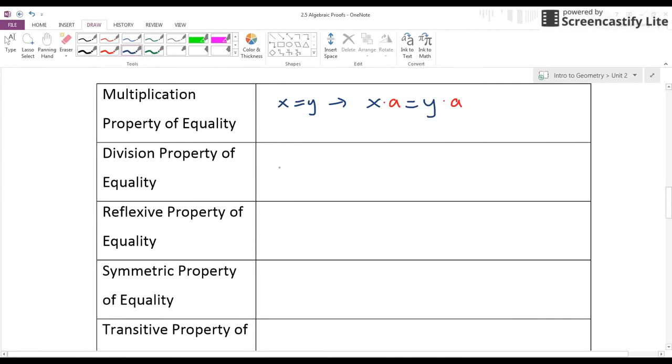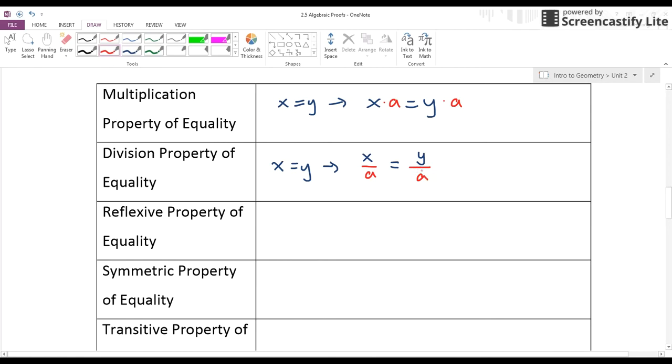Lastly, if x is equal to y, then if I take x and divide it by some number, whatever I do to one side, I do to the other to make sure that the equation is balanced and the values are not changing, so they're still equal.